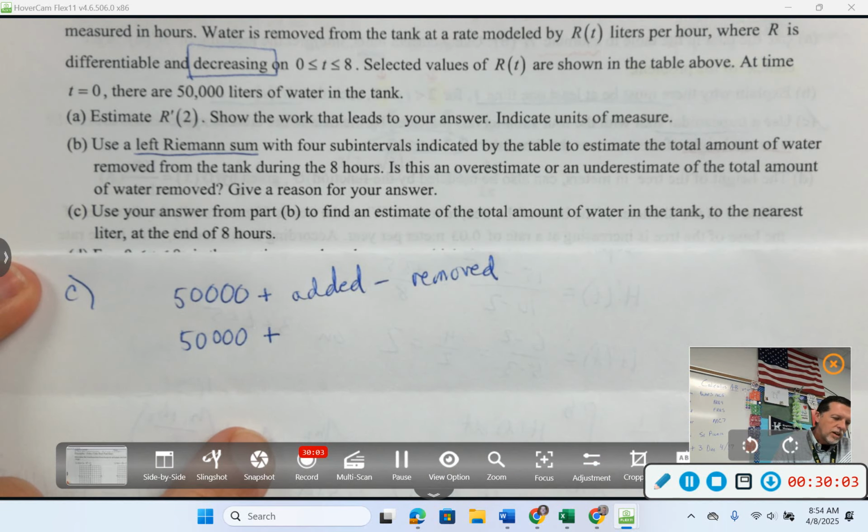All right, part D. Here's where we go make our 5 here. For 0 to 8, is there a time when the rate at which the water is pumped into the tank, that's W, is the same as the rate at which the water is removed from the tank? Explain why or why not.